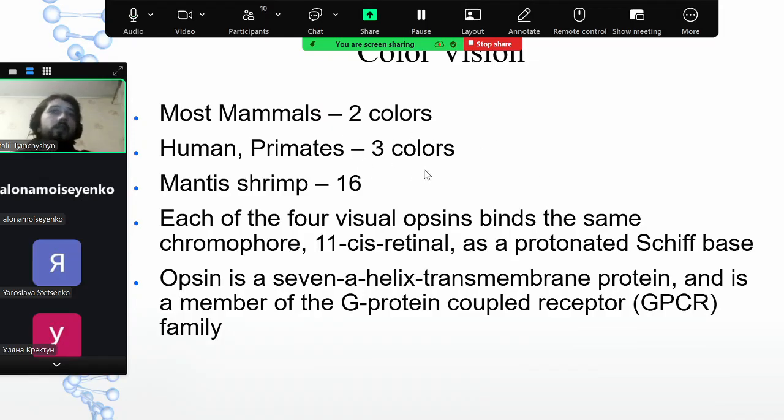But we're definitely not champions. So probably the champion is the mantis shrimp, which has 16 different types of cones and is able to perceive, well, a lot of colors.